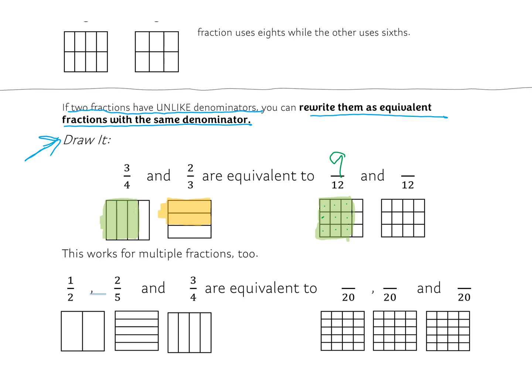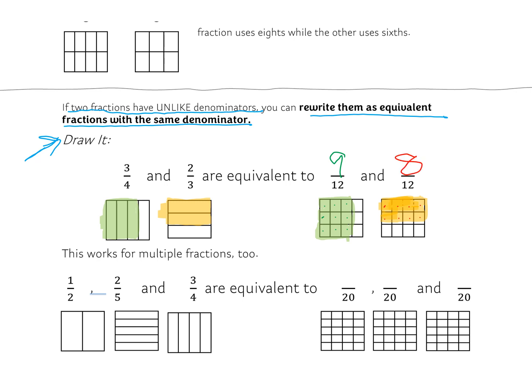I'm going to move over those 2/3, and then I can count the pieces that I have. I can say I have 2/3, but if I cut them into twelfths, I have 1, 2, 3, 4, 5, 6, 7, 8. That gives me 8/12.